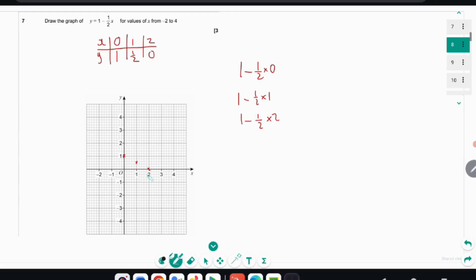I'm going to just draw a straight line. Just make sure your straight line goes through your whole graph.